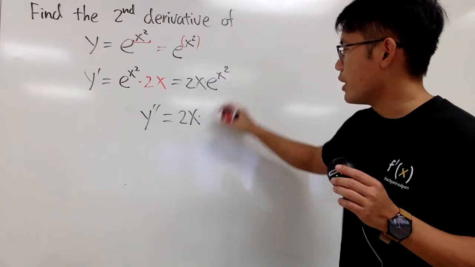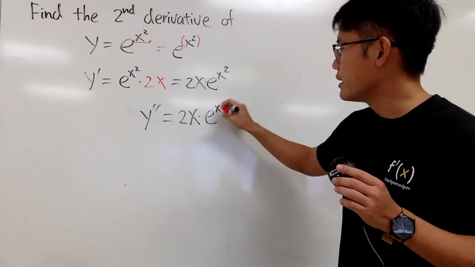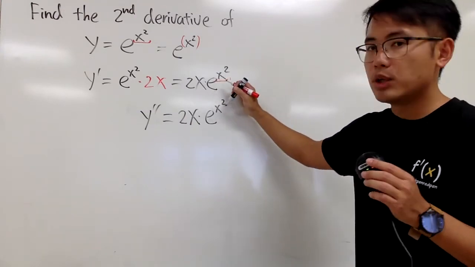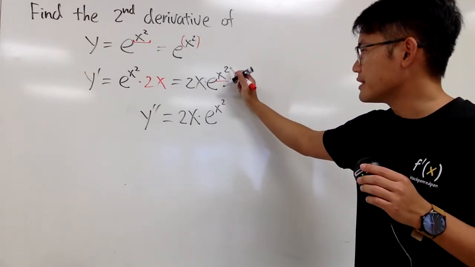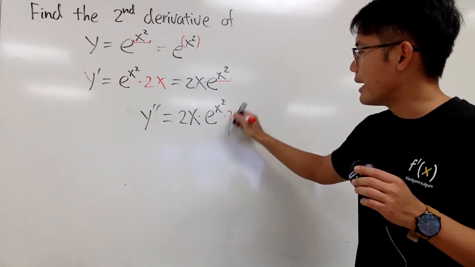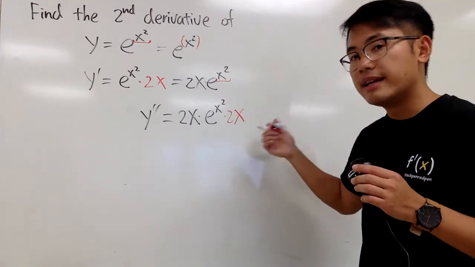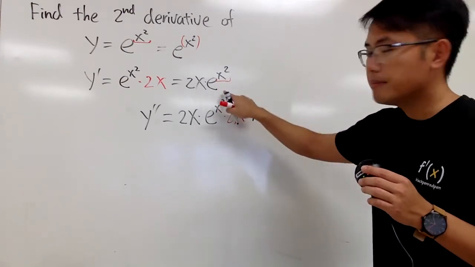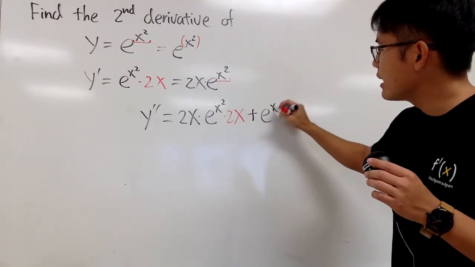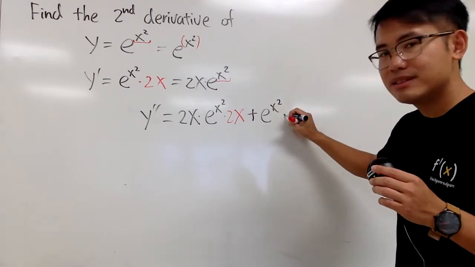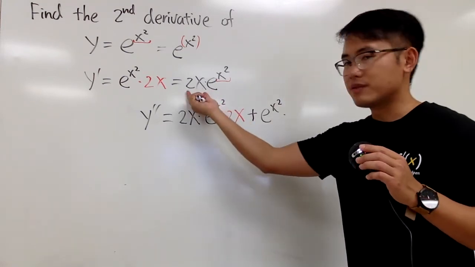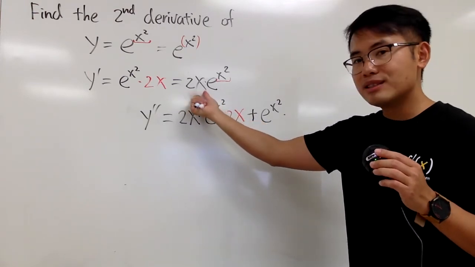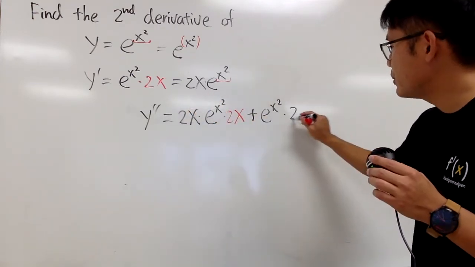The derivative of e to the x squared first repeats. So I write down e to the x squared. But the chain rule says we have to multiply by the derivative of x squared, right? The derivative inside. So we multiply by 2x. And then in the product rule, we have to continue by adding the second function, which is e to the x squared, times the derivative of the first function. The first function was 2x, and the derivative of 2x is just 2. So we multiply by 2.